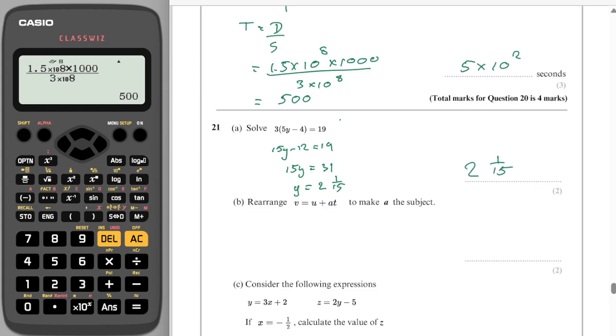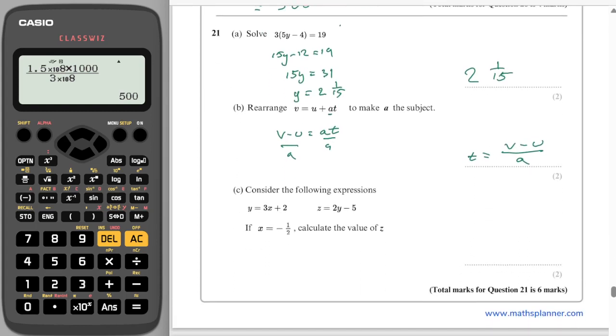So rearrange to make A the subject, so I need to minus U from both sides. So V minus U is going to be equal to AT. Divide both sides by A. And then I'm left with T is equal to V minus U divided by A.